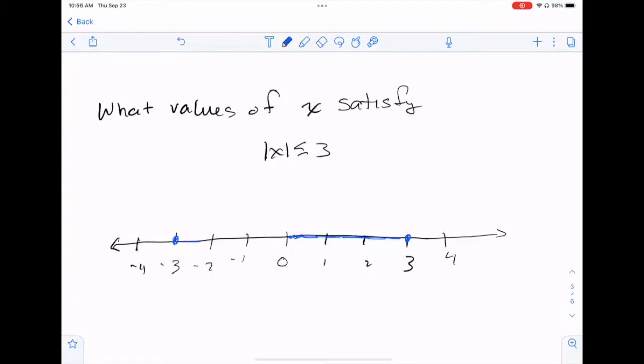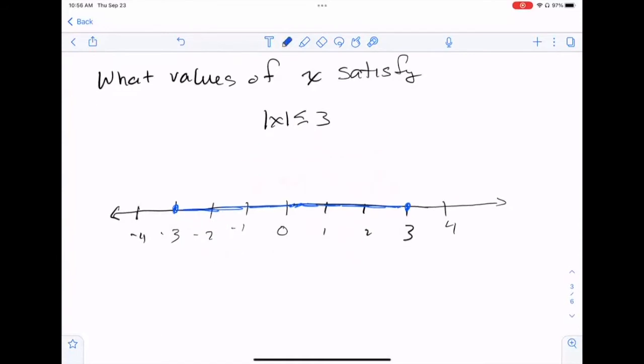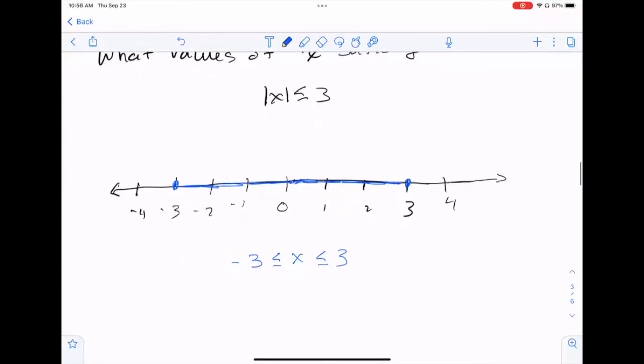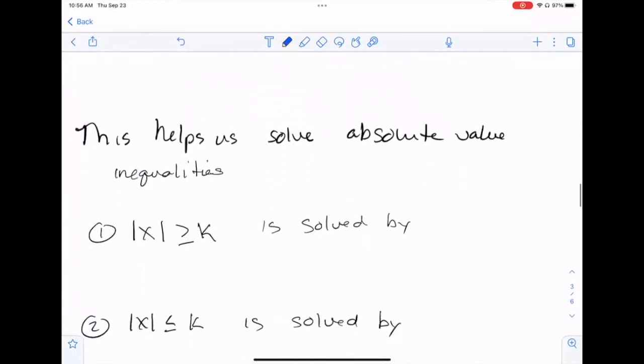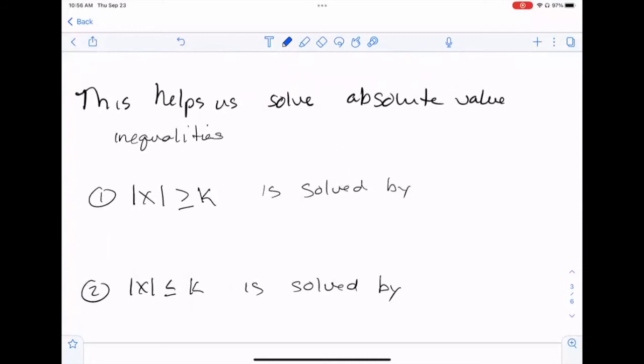And because I want the mirror image of this, I want it to go on the other side. And of course, that should make sense. If I look at -2, the absolute value of -2 is equal to 2, and that is, of course, less than or equal to 3. So that should fit. This will give us the inequality of -3 being less than or equal to x being less than or equal to 3, that compound inequality we just solved. And so this gives us a way to solve absolute value inequalities.